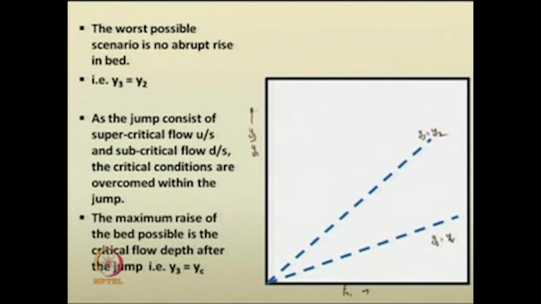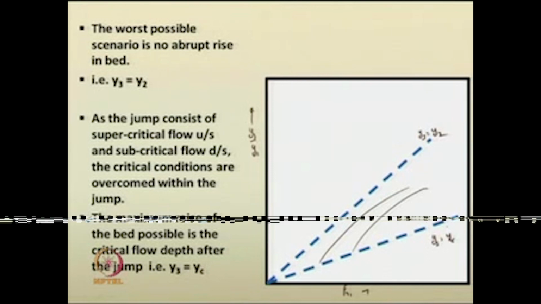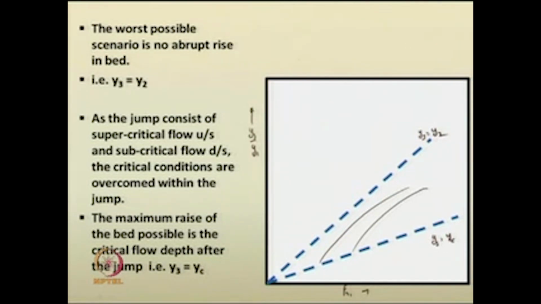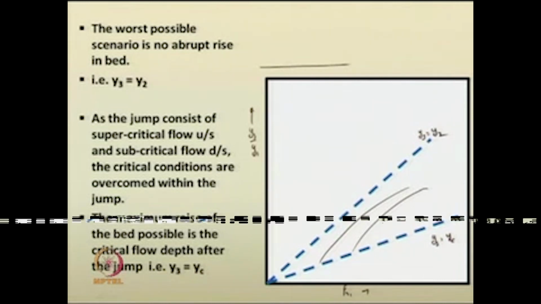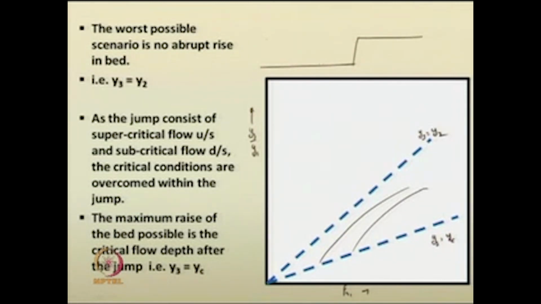So, the jump consists of supercritical flow upstream. Now, if you just see for any of these curves, as we have drawn several curves, what happens? y3 is equal to yc. At y3 is equal to yc, the jump consists of supercritical flow at the upstream. I am just again redrawing the thing here. So, supercritical flow, jump occurred and the subsequent flow is denoted like this. So, this is the jump.